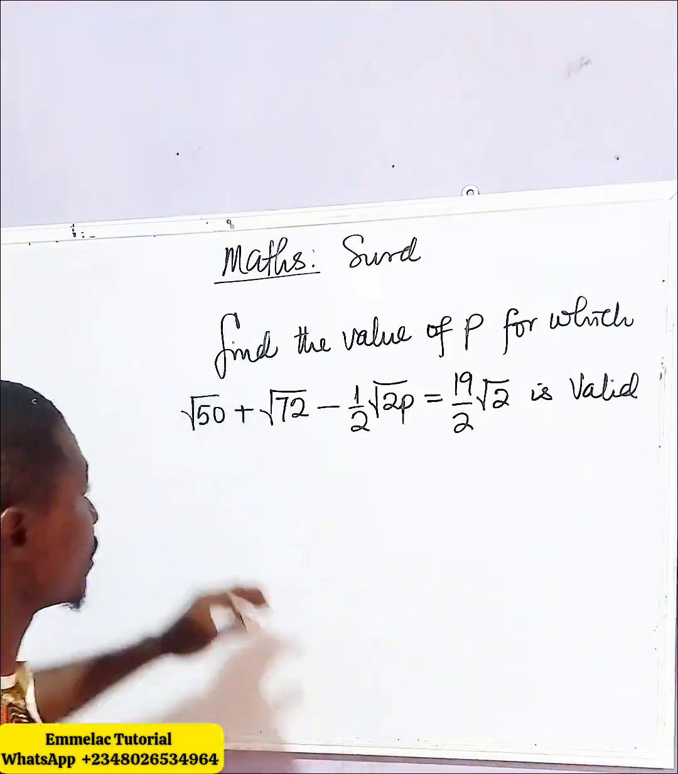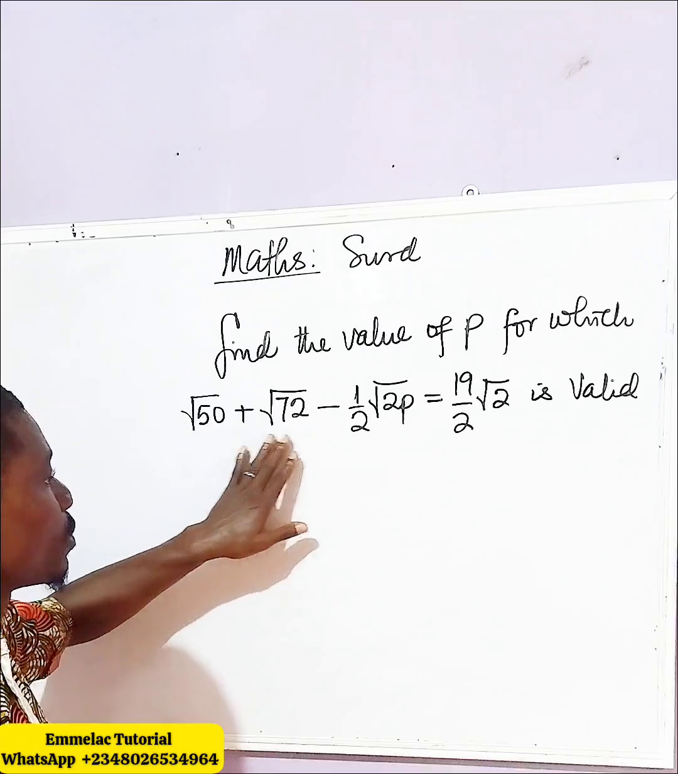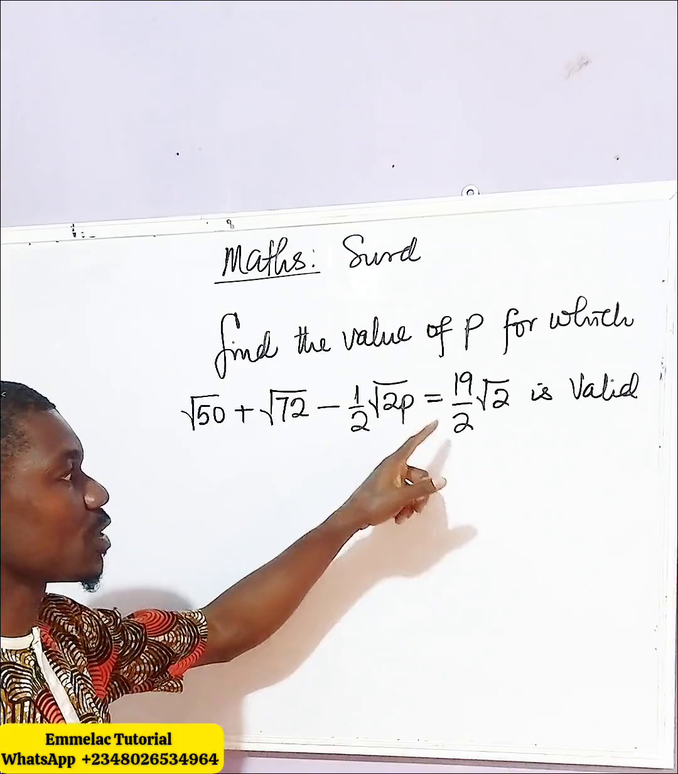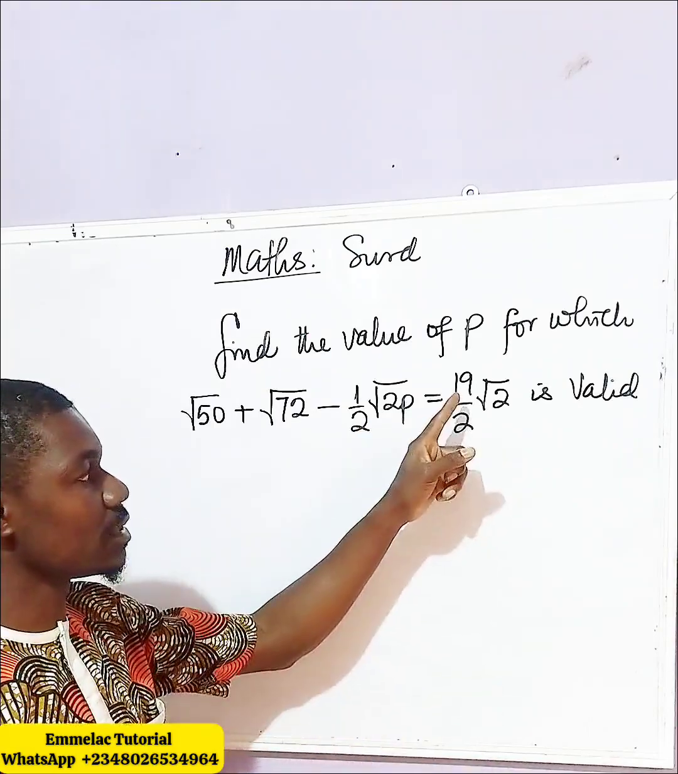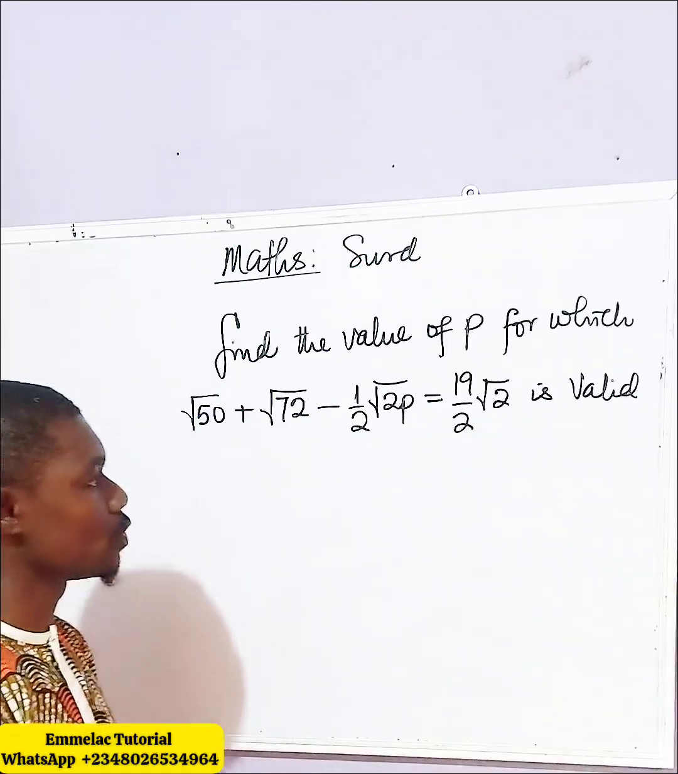Welcome to Miller Online Tutorial. Now before us, this question says: find the value of p for which the square root of 50 plus the square root of 72 plus 1 over 2 of the square root of 2p equals 19 all over 2 root 2 is valid. Okay, so what do we do?